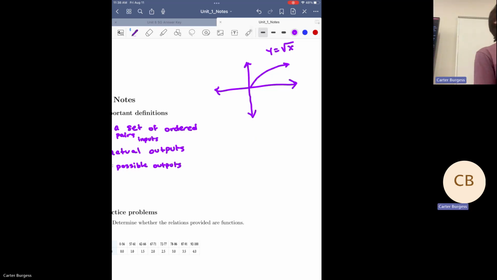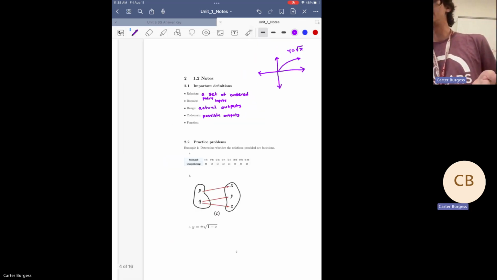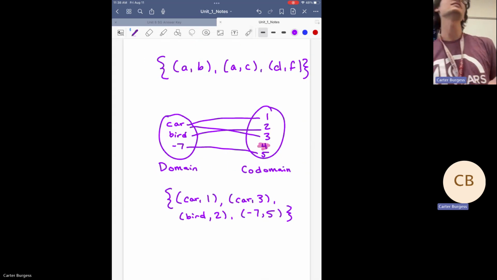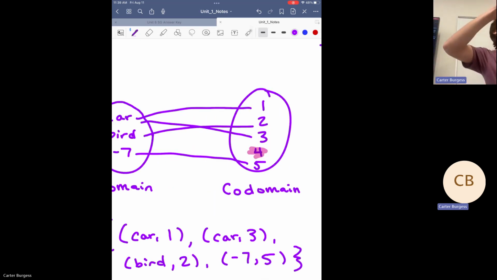Yeah, the codomain is basically just anything that lives in the set. And the range is anything that lives in the set and also gets hit by the mapping. So notice here, 4 is part of the codomain because it lives in the set, but it's not part of the mapping, so it's not part of the range. Yeah.